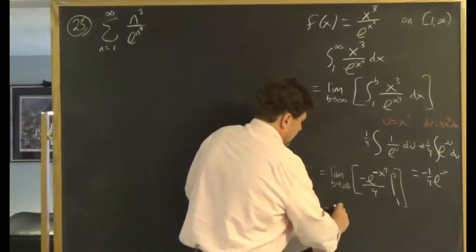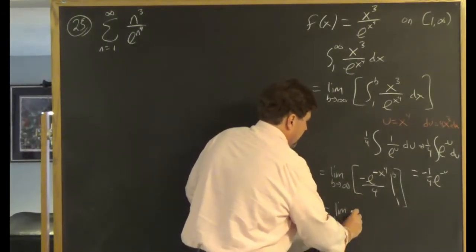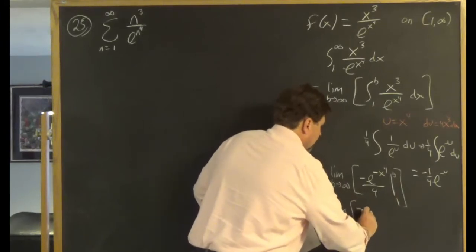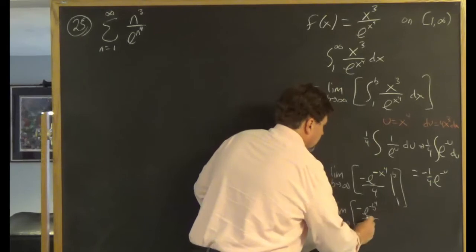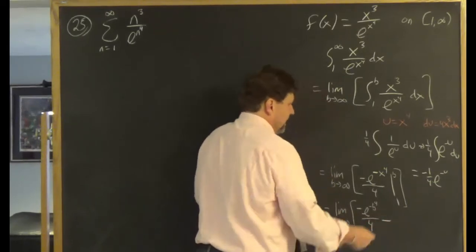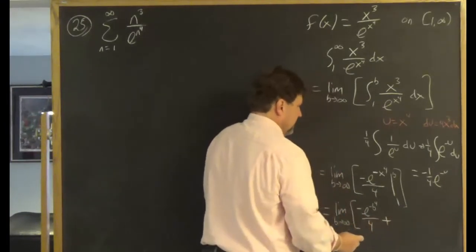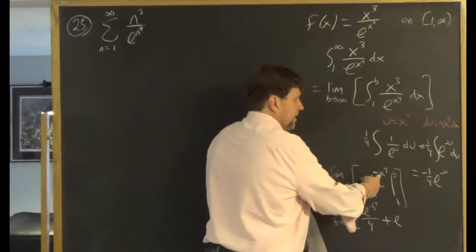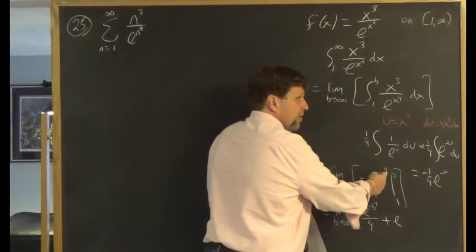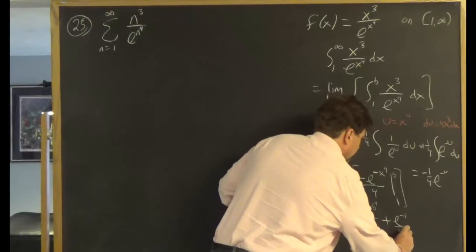So we get, oh, look at this. The limit as b goes to infinity of negative e to the negative b to the fourth over 4 minus negative, that's plus, e, okay, I put 1 in here, 1 to the fourth is 1, so I have e to the negative 1 over 4.